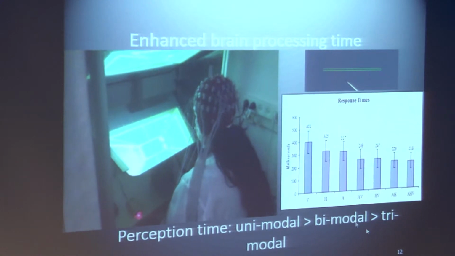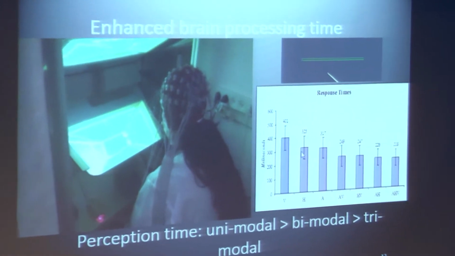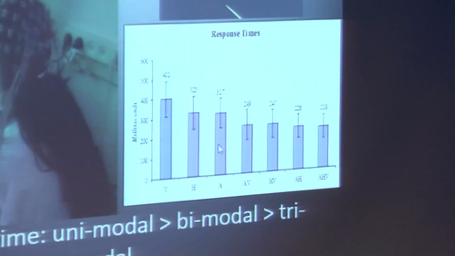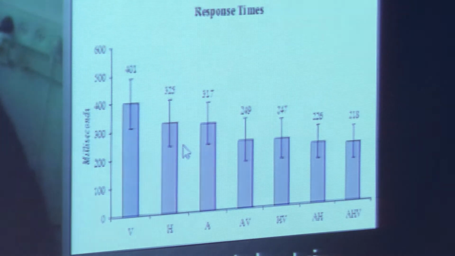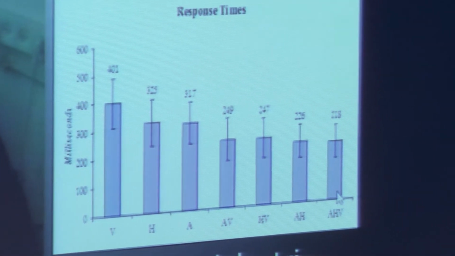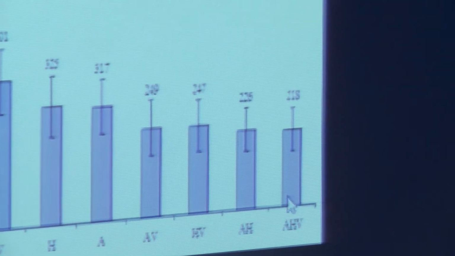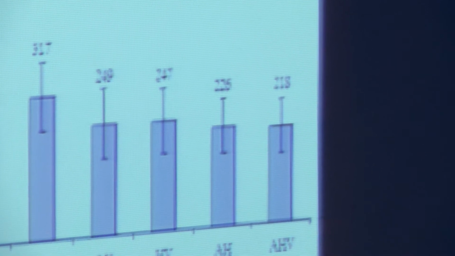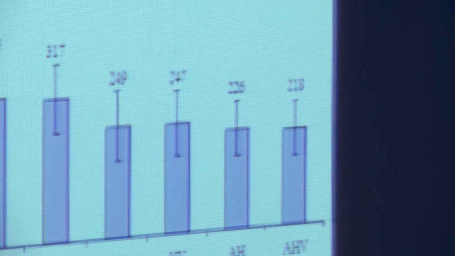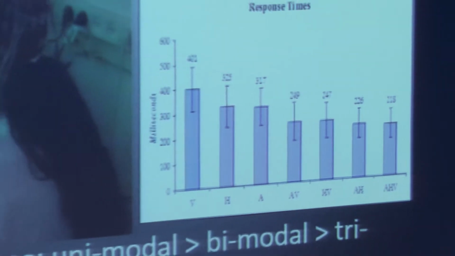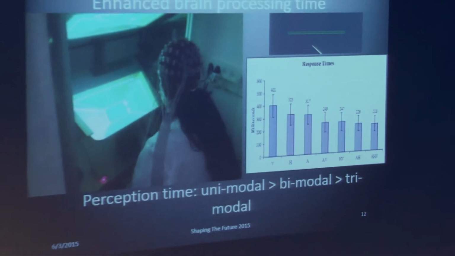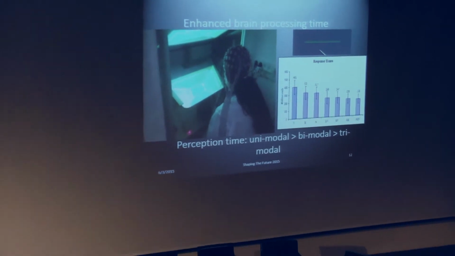When you go to haptics, it's less, it's only about 325, and even less when you go to auditory, but the difference is not significant. But look at what's happening when I put all 3 together, auditory, visual, and haptic. It goes down to a little bit above 200. So I was able to reduce the brain processing time by about 45%.